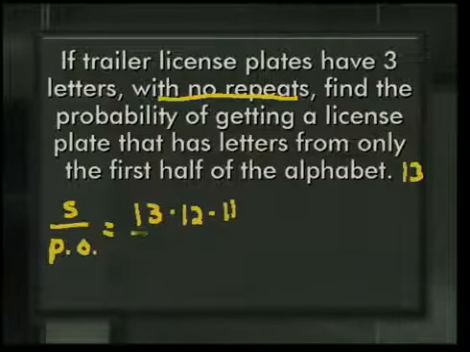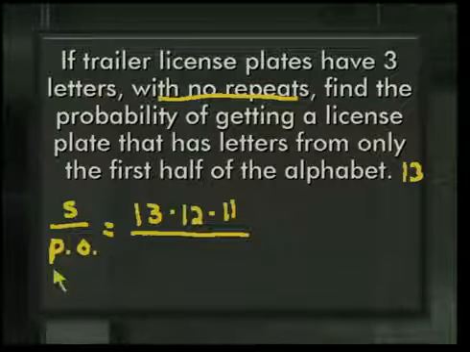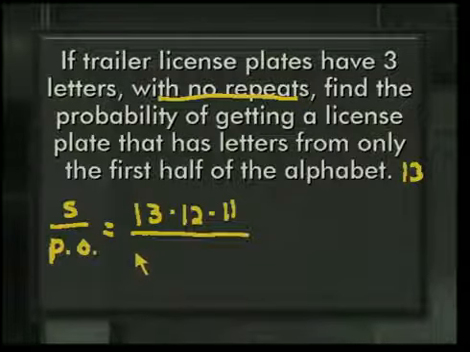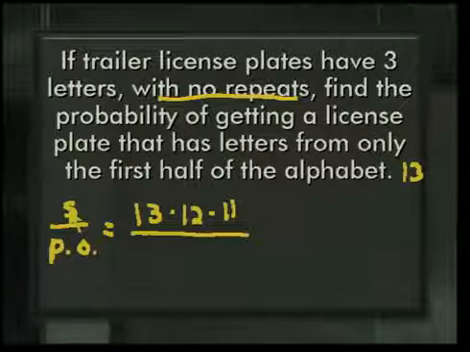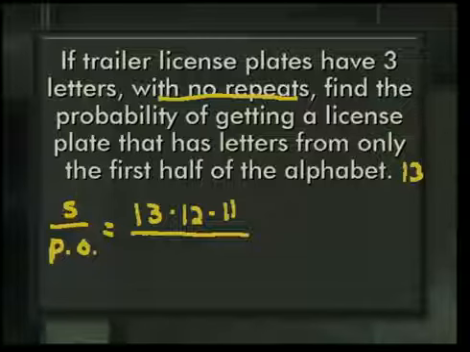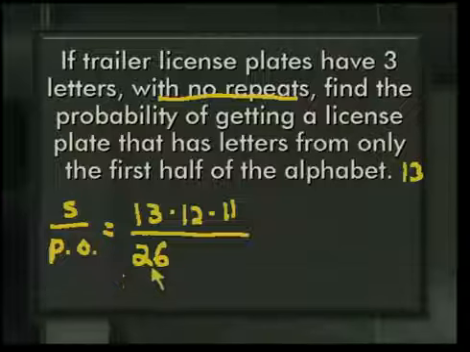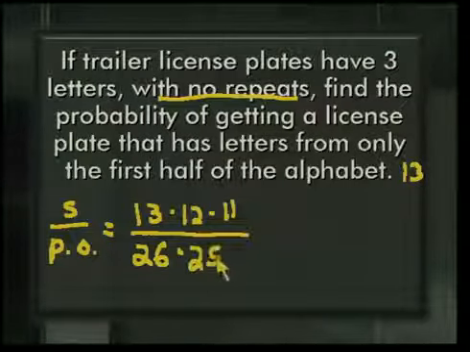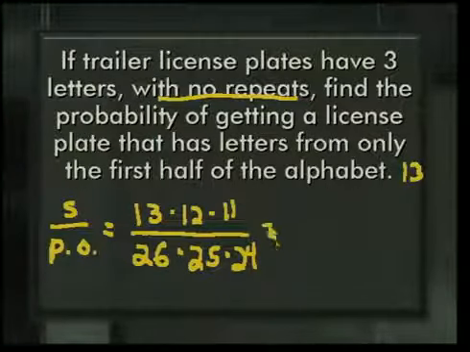Now, how many possible outcomes are there? What are the choices of all the letters that could be first? I don't know. Well, how many letters are there? 13? No. 13 is success, the first half of the alphabet. How many total letters are there? Oh, well, there's 26. Right. So there could be 26 in the first slot, and then what? Yeah, 25 and 24.